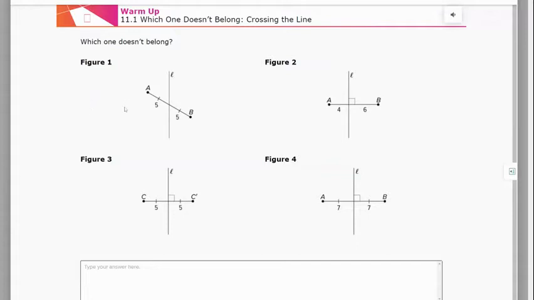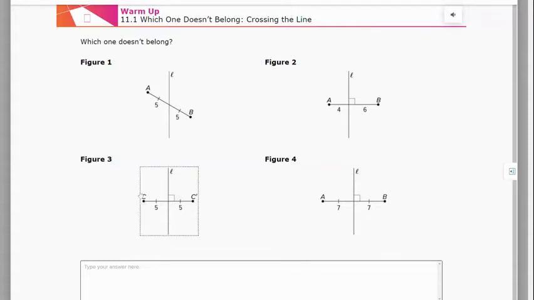Now, if you're thinking about reflections, what do we notice about the distance between line L and the 2 points with this one and this one, with C to C prime, and then A to B for figure 4? What does figure 2 have a difference of, right? And then also, if you notice with this reflection, figure 1, it doesn't look like the rest of them, does it? There's something different. So what's the difference between figure 3 and everyone else?